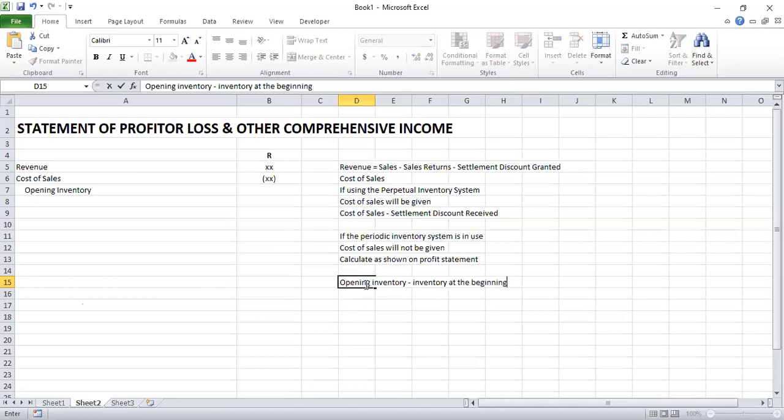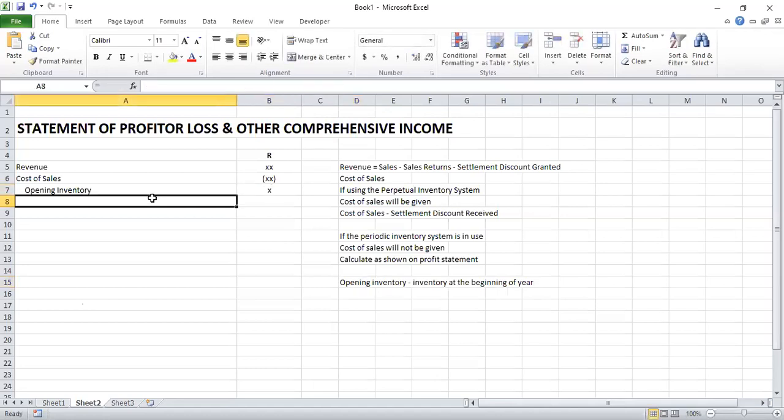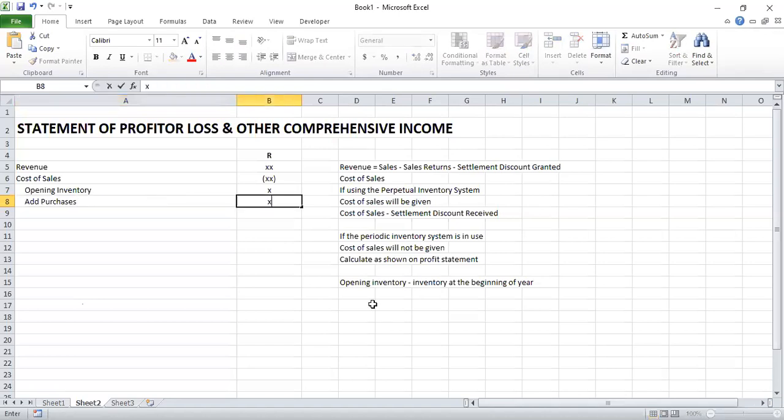You find that by the end of the financial year, most businesses will still have stock that they have in their businesses. So opening inventory is the stock that came from last year into this year. So the stock that we had on the very first day of the financial year. Right. Then we add purchases. Purchases refers to the goods that we bought.